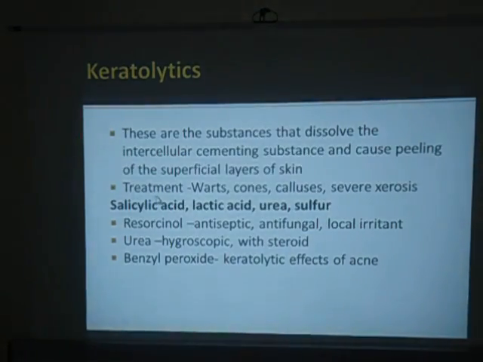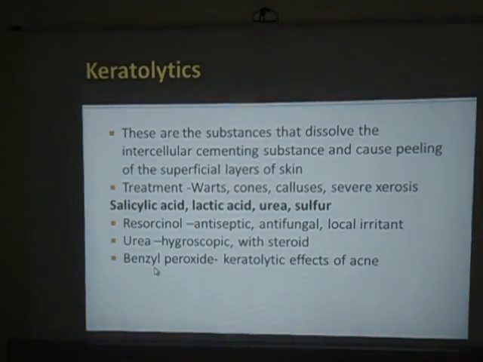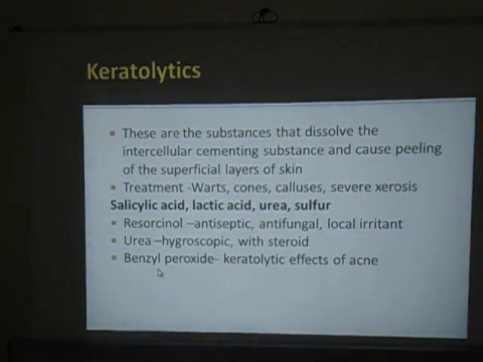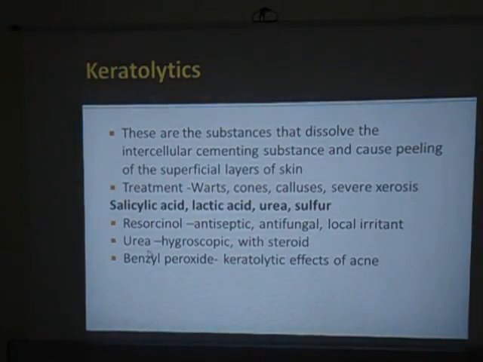The agents here are salicylic acid, lactic acid, urea, and sulfur. So these keratolytic agents are most commonly used for psoriasis. Then we have resorcinol, which is antiseptic, antifungal, and local anti-inflammatory. Urea again is a hygroscopic agent that is used with steroids. Again they use that in psoriasis or similar conditions. Benzoyl peroxide.